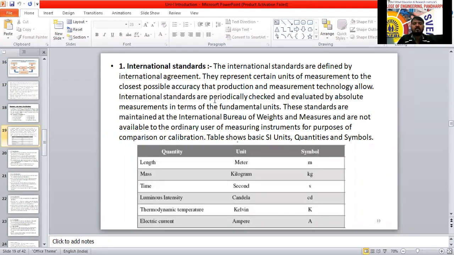International standards are periodically checked and evaluated by absolute measurements in terms of fundamental units. Even internally, if we get any instrument, we check whether it is correct or wrong, so they evaluate those products also. These standards are maintained at the International Bureau of Weights and Measures and are not available to the ordinary user of measuring instruments.